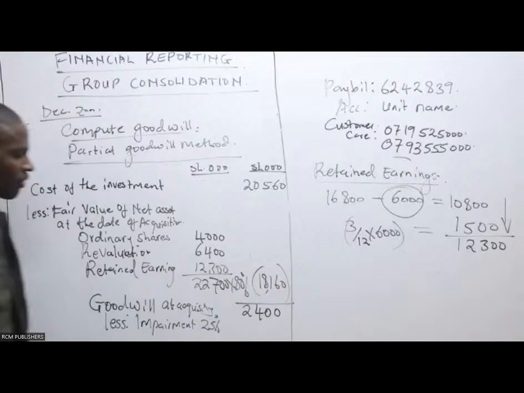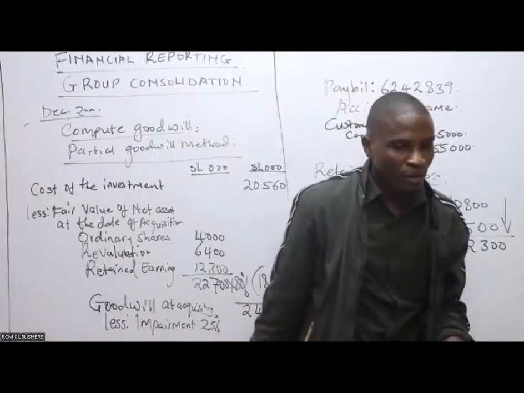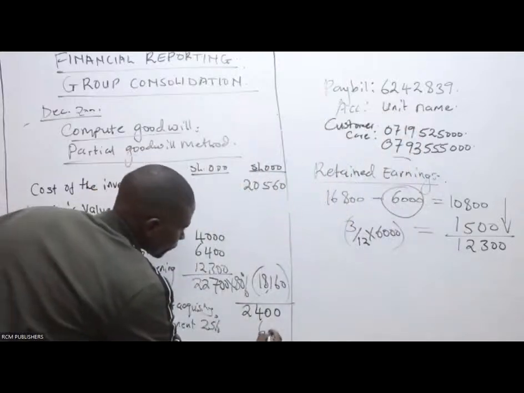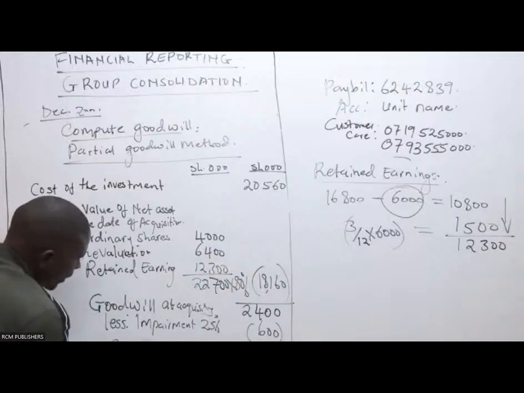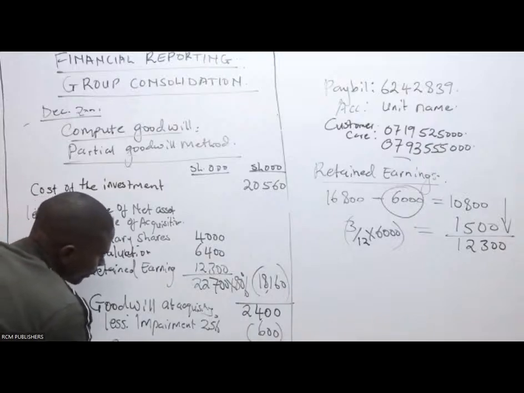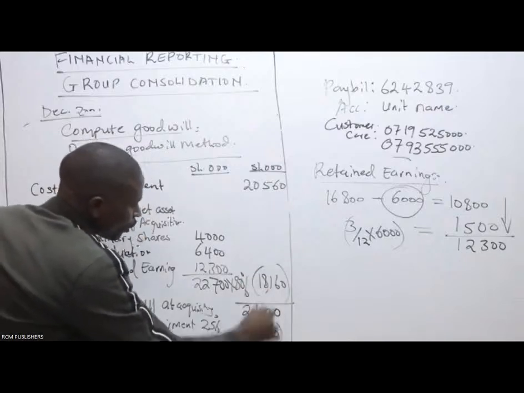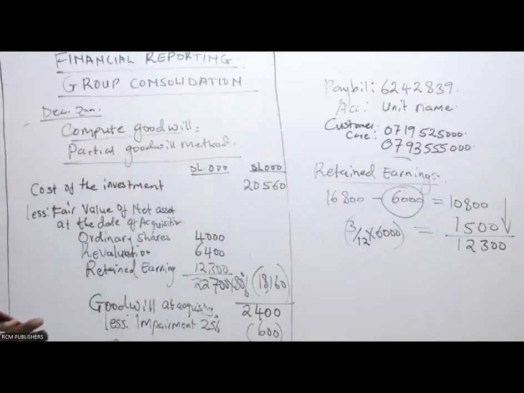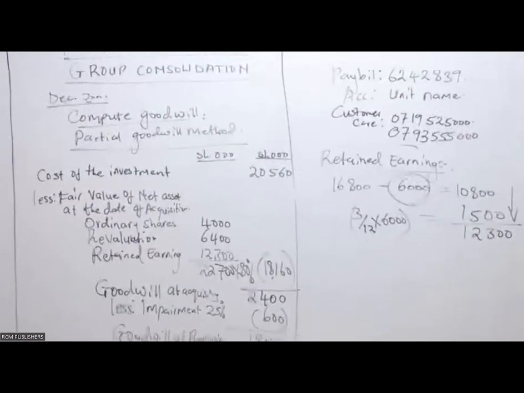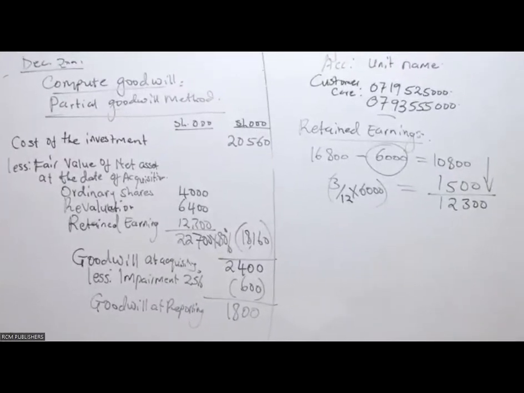25% of this. 25% of 2,400 is how much? 600. Thank you very much. So the goodwill at the end, goodwill at reporting, will be 1,800. Thank you very much. 1,800 will be our goodwill at reporting date.